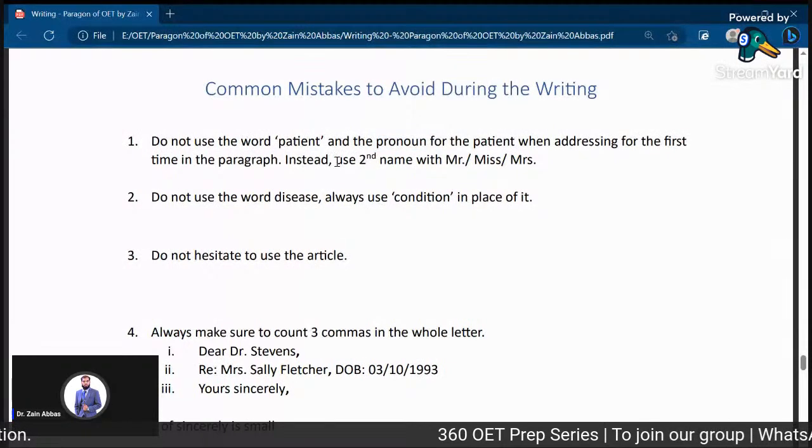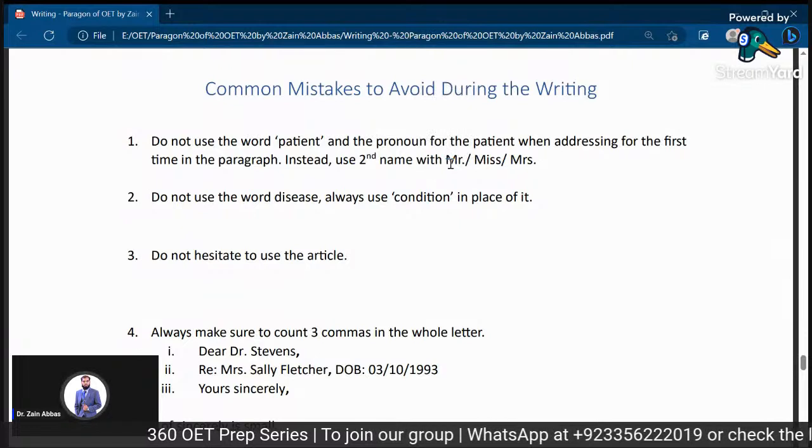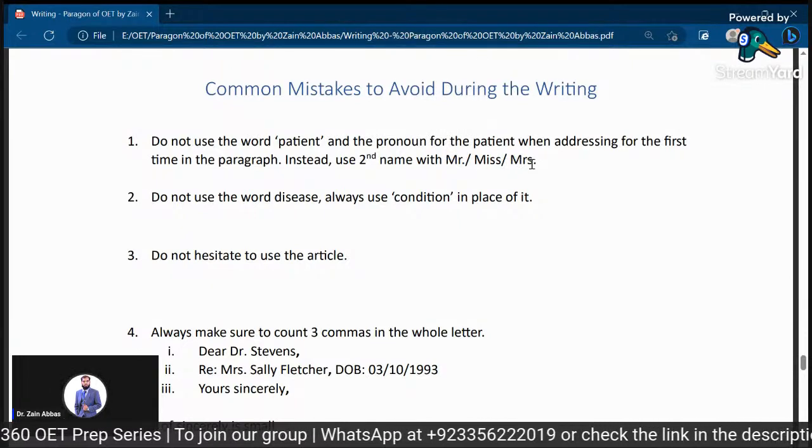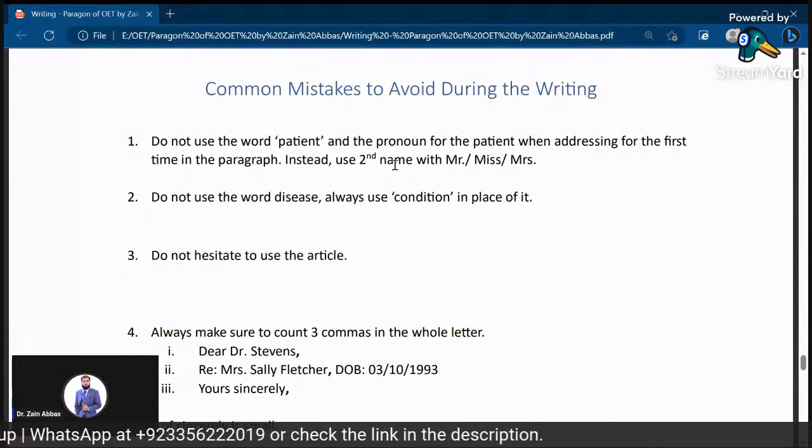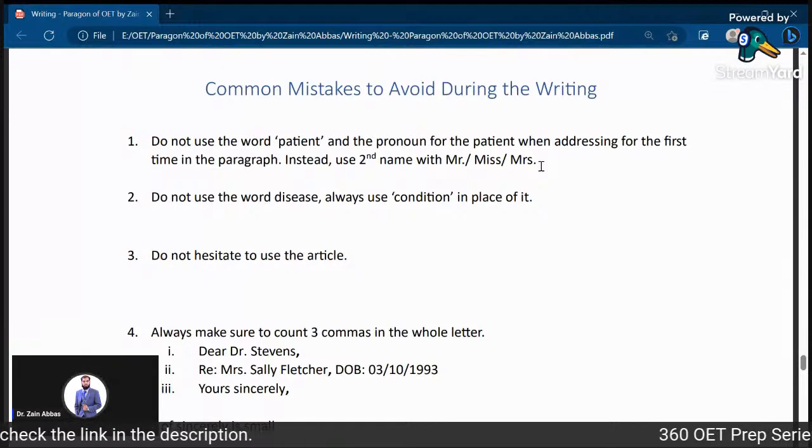It will help you to maintain your official tone. Instead of that, you must use the patient's second name with Mr., Miss, or Mrs. Whatever the name of the patient, use his or her second name with Mr., Miss, or Mrs. That will be the most appropriate.